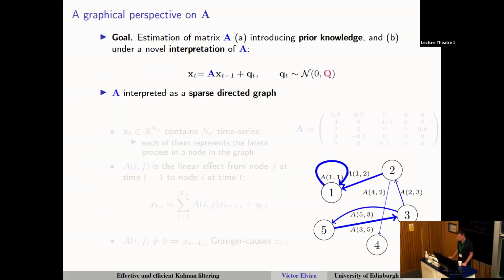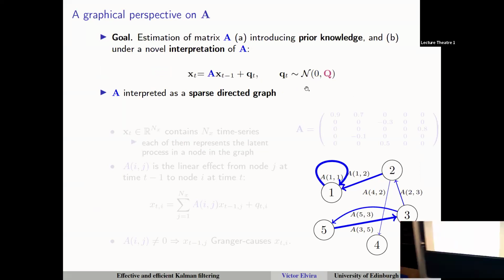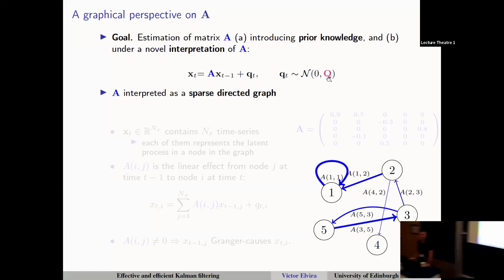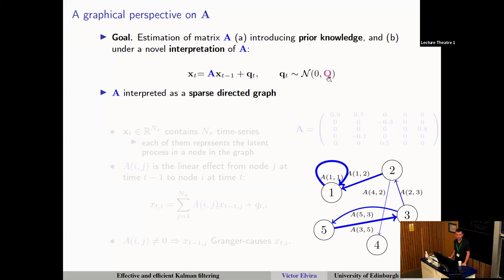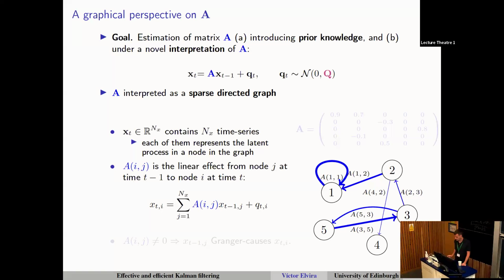So I'm going to give a perspective in which matrix A is going to be interpreted as a directed graph, and matrix Q is going to be interpreted as an undirected graph. And how is this possible? Or what do I mean by this? You are going to see it very clearly because it's not that complicated, but I think it's quite cool.